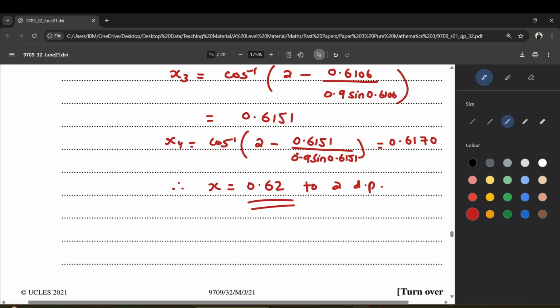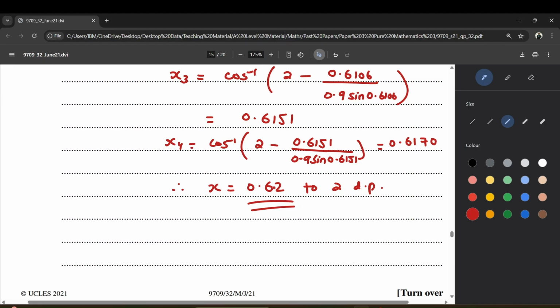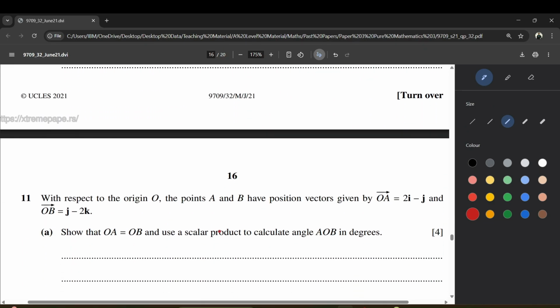Now just to be on the safe side, you can press the equal button 2-3 times more to verify that in the subsequent answers you're still getting 0.62 to 2 decimal places. Okay, so that is the end of our question number 10. All right, so let's continue to question number 11.